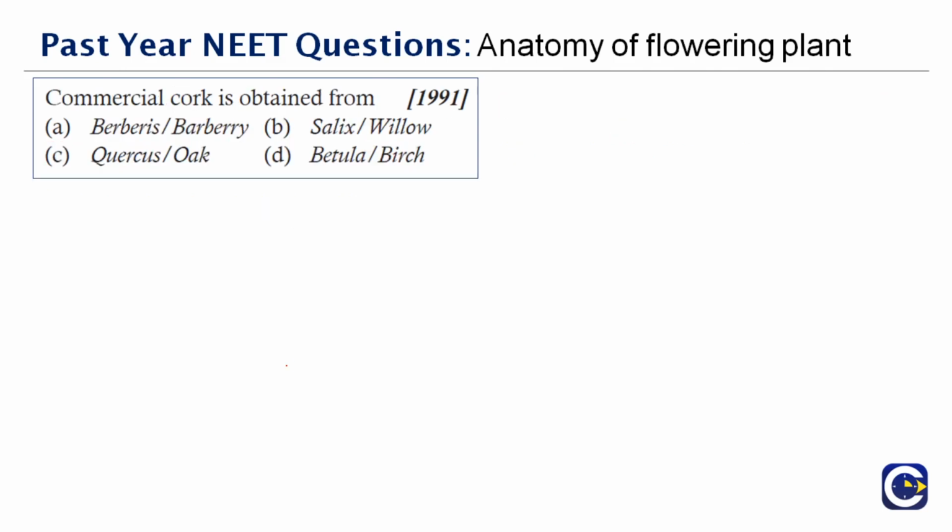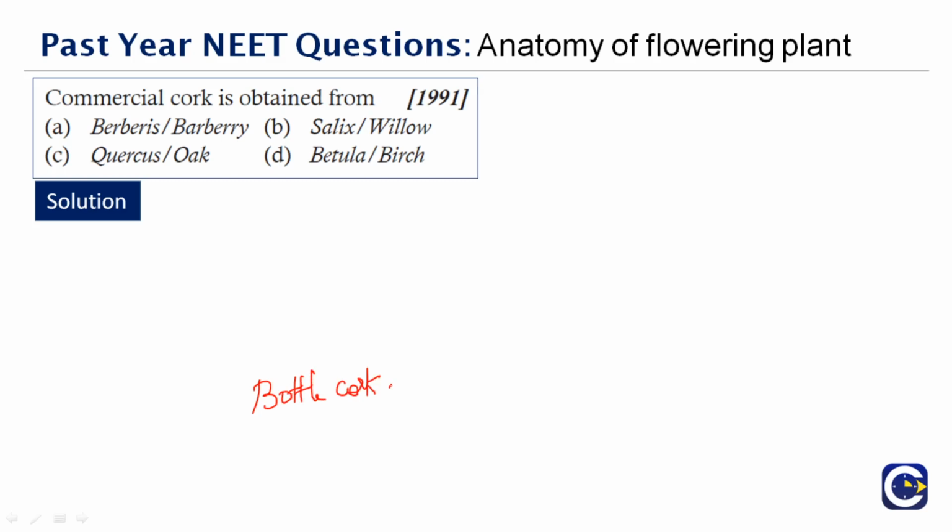Next question here. Commercial cork is obtained from dash. I think by now all of you would have guessed the answer. The correct answer is oak, Quercus suber, whichever way you call it. When we talk about commercial cork, we are always talking in reference to the bottle oak. We're talking about the bottle cork.